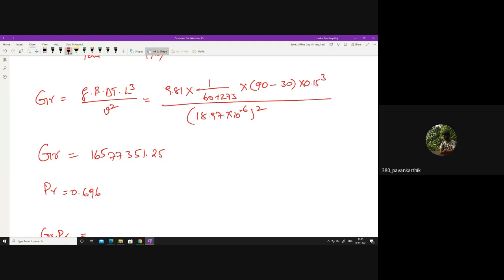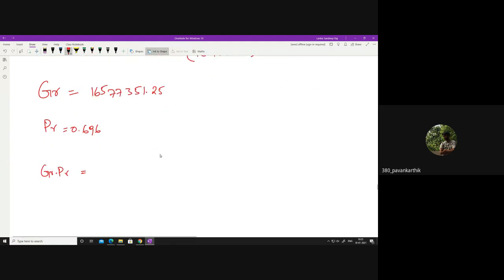Okay. So tell me what is the product of Grashof into Prandtl. 0.15 into 10 to the power of 8. That is 0.15 into 10 to the power of 8, 1.15 into 10 to the power of 8. Is it? Yes, sir. So Grashof into Prandtl is less than 10 to the power of 9 anyways.